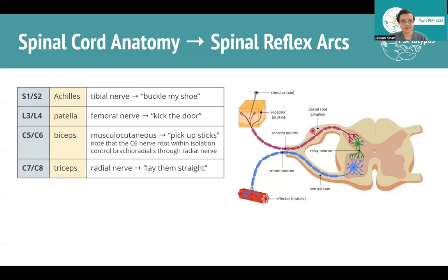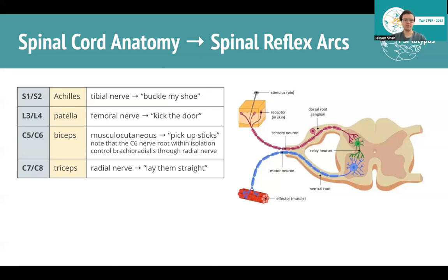Should be noted that the C6 nerve root by itself, if you take it in isolation, it controls brachioradialis reflex, which is actually through the radial nerve. Less important, but it does get tested in clinical examinations if you're particularly interested in that reflex and that nerve root. And then C7, C8 is responsible for the triceps brachii reflex, which is through the radial nerve.